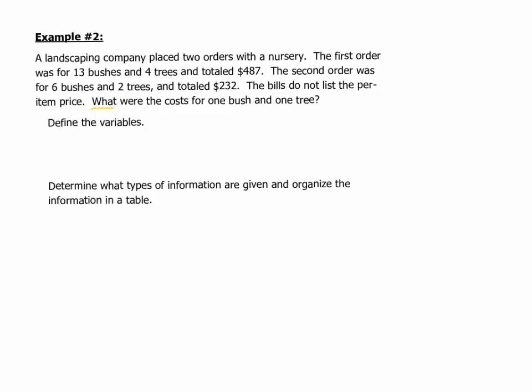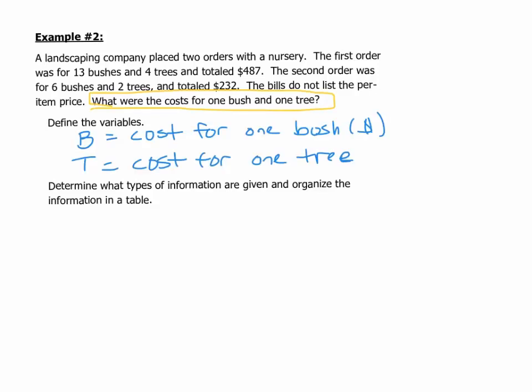So if we look here, this last sentence is the question that we're supposed to answer, and that sentence tells us how to define the variables. We need to know how much we're going to pay for 1 bush and how much we're going to pay for 1 tree. My variables are going to be B is going to be the cost or price in dollars for 1 bush.